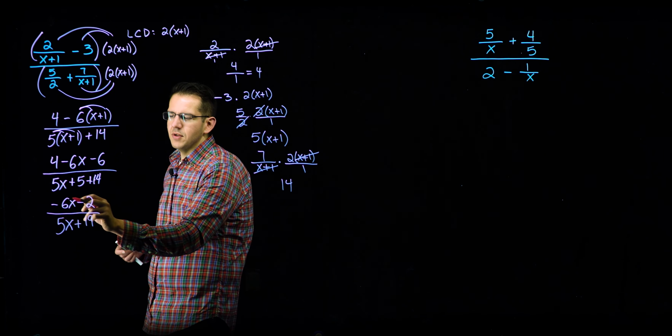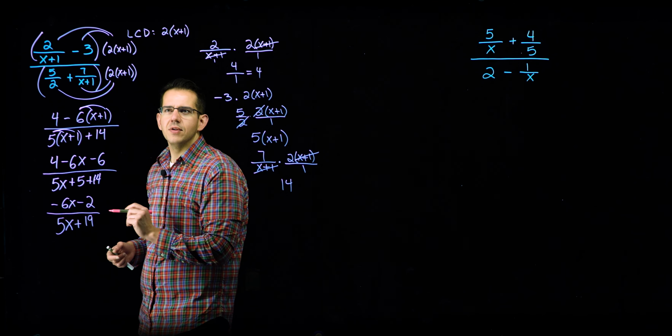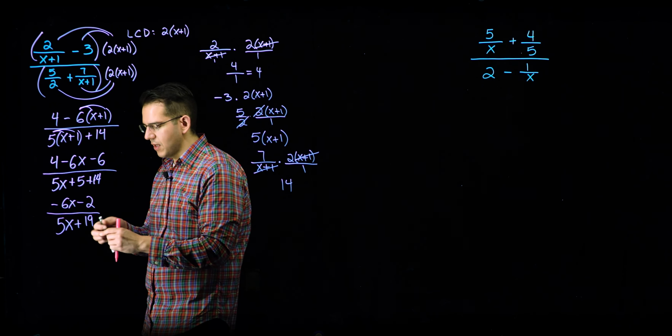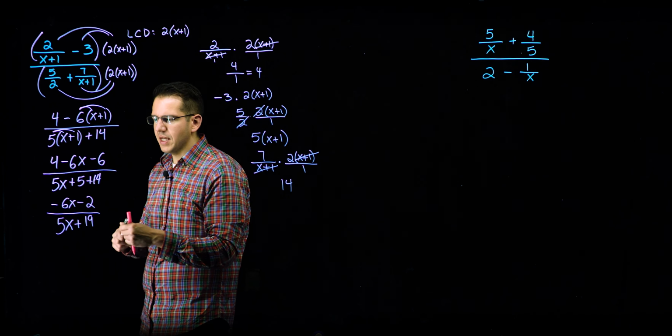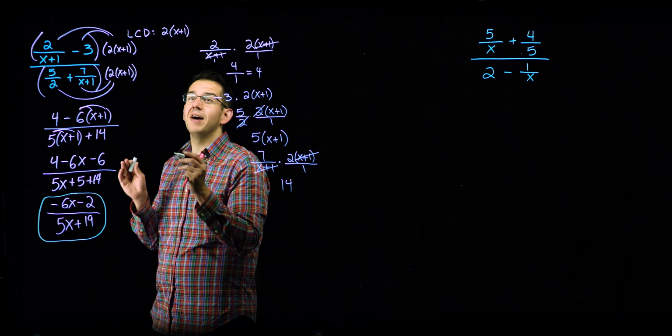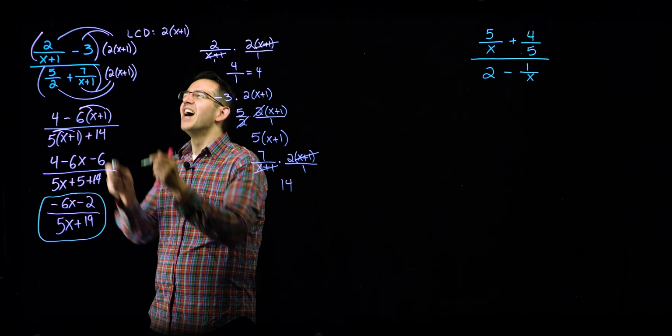Sometimes you'll see that you want to factor out the common factors of the numerator, but we're going to leave this just as it is and say that -6x minus 2 over 5x plus 19 is the simplified form of this complex rational expression. With that in mind, go ahead and take a moment, pause the video, and see if you can simplify this complex rational expression.